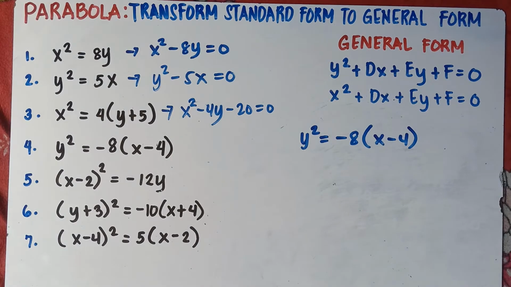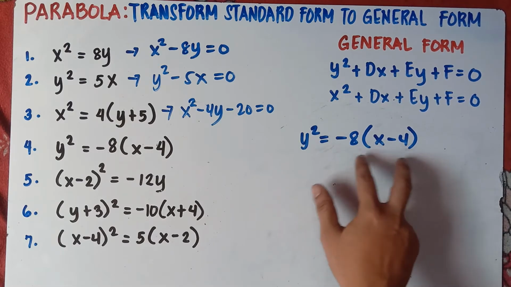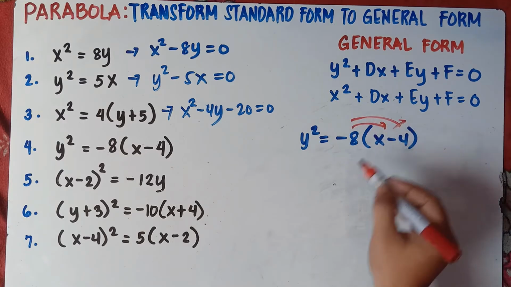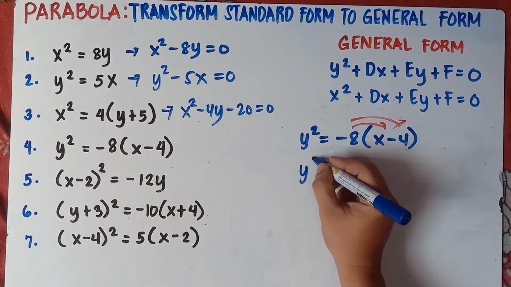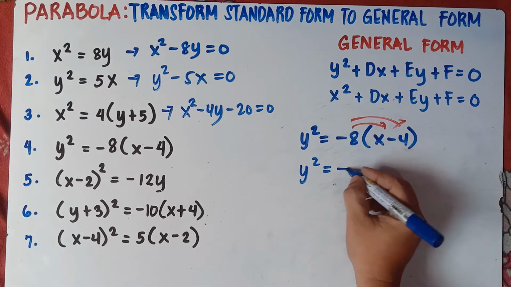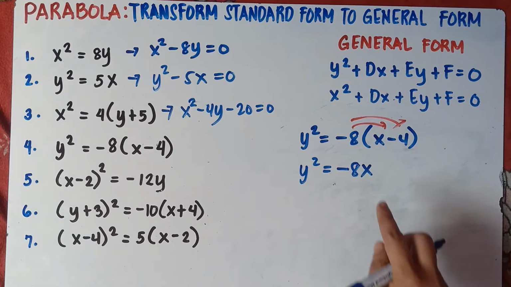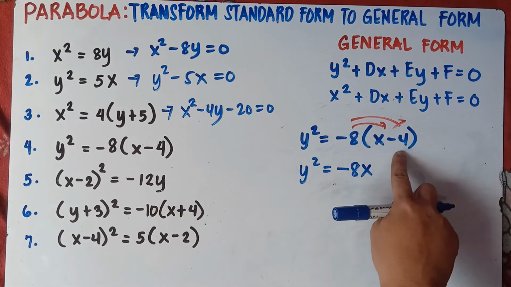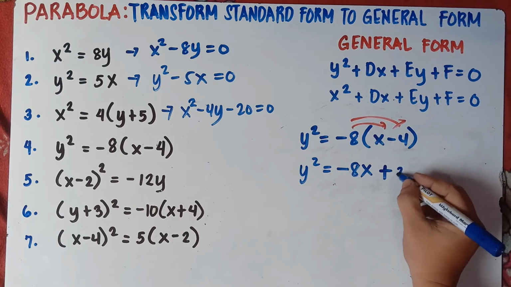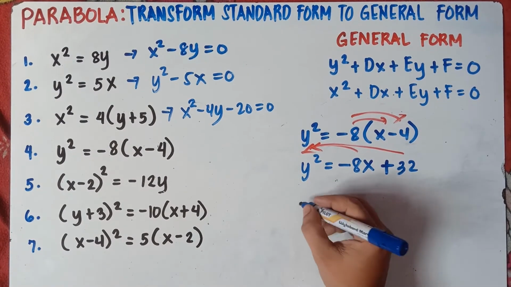Before you transpose, you check the equation if you can simplify. Yep, we can simplify this one by doing distributive property. So this will be y squared equals negative 8 times x. Negative times positive is negative. 8 times x is 8x. And then you multiply negative 8 times negative 4. Negative times negative is positive. 8 times 4 is 32, so positive 32.